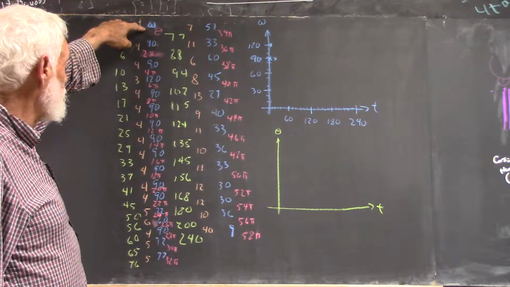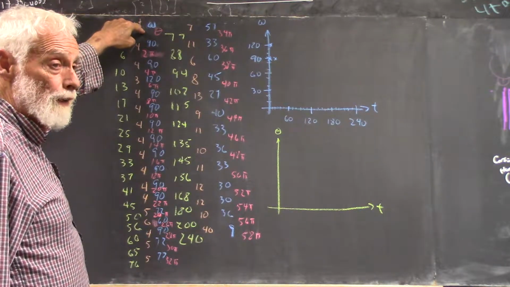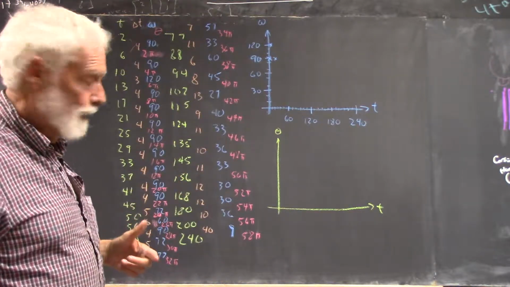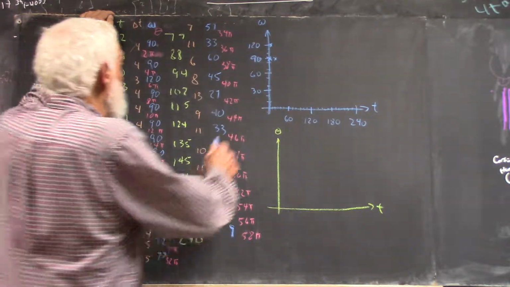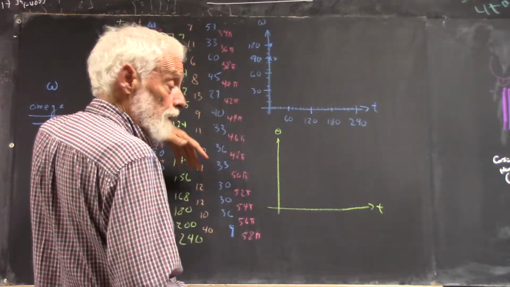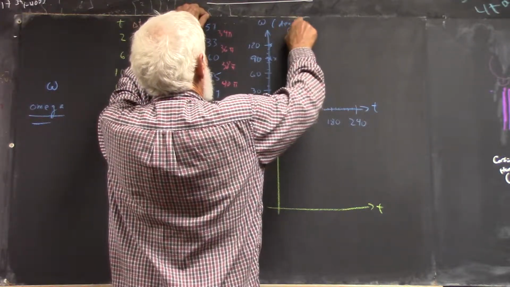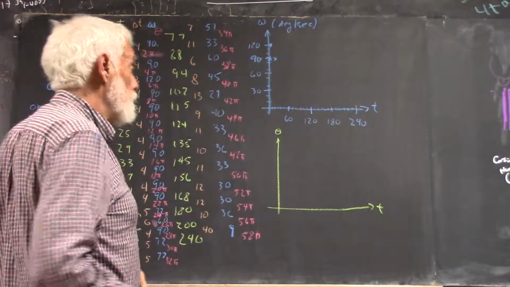Okay, so that's not real relevant, but omega is the angular velocity. In other words, how many degrees per second, let's say, because I did this in degrees per second. So here's omega. Omega is in degrees per second. Now over here I'm going to do a graph that shows our omega values. But I'll indicate over here that it's in degrees per second.